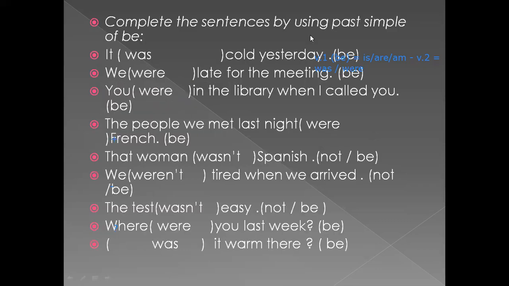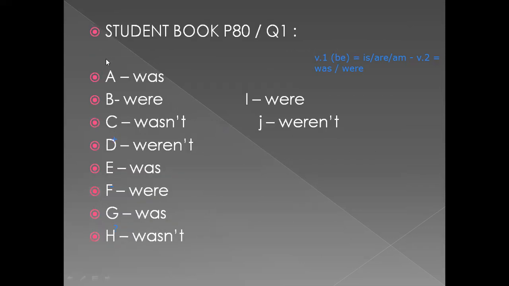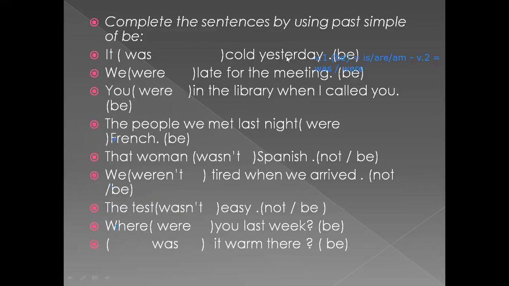Okay, let's move to the exercise here. Complete the sentences by using past simple of be. As we said before, look at the first sentence. It, yes, it called yesterday. Grade 7, whenever you should use the past simple, the verb be will become at the end of any of the sentences that you are trying to answer, okay, with form be.